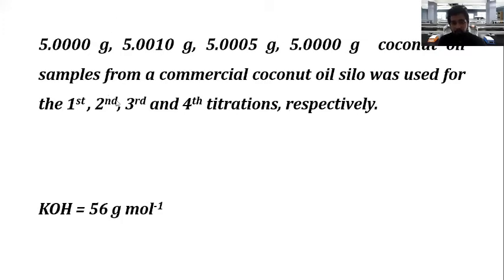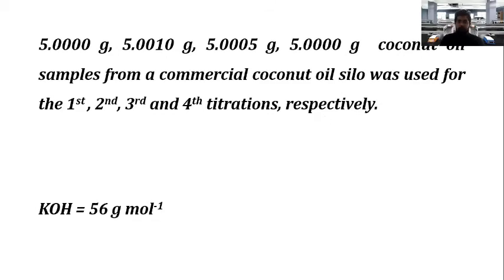So here I have done 4 titrations. 5.000 gram for the first titration, 5.0010 gram for the second titration, 5.005 grams for the third titration, and 5.000 gram for the fourth titration. And the molecular weight of KOH is 56 gram per mole. So have you recorded this?